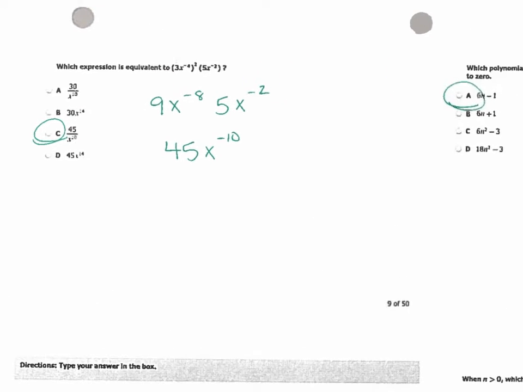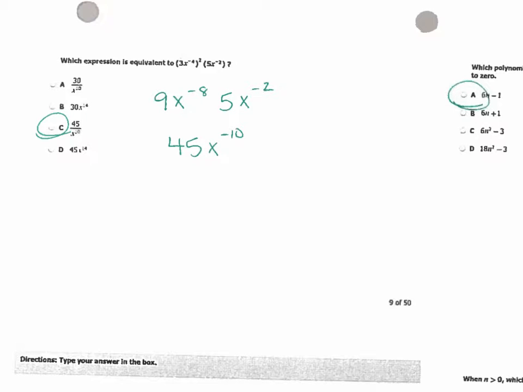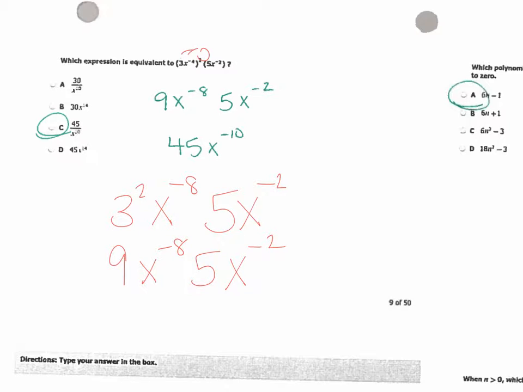Number 9, which expression is equivalent? So I see I have a 2 out here, I have to distribute it. So I have 3 squared. When you distribute, you perform multiplication. 5x to the negative second. 3 squared is 9x to the negative 8, 5x to the negative second.